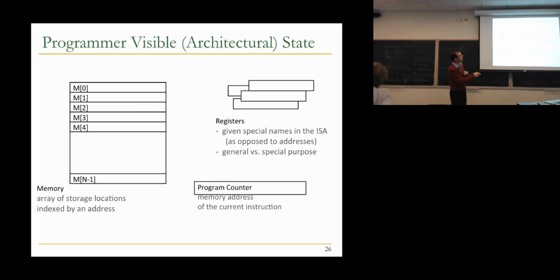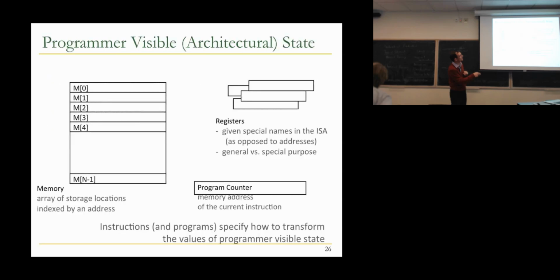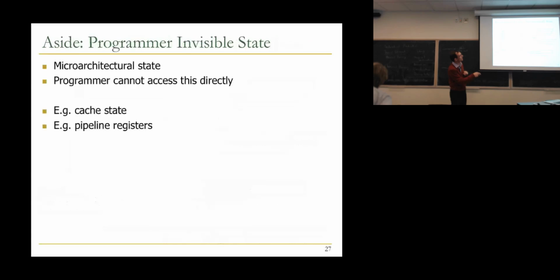There's also programmer invisible state. This is called the microarchitectural state, right? The programmer cannot access this directly. Cache state or pipeline registers, normally they're not accessible directly. So as a result, they're part of the microarchitecture. But let's get back to the register architecture.